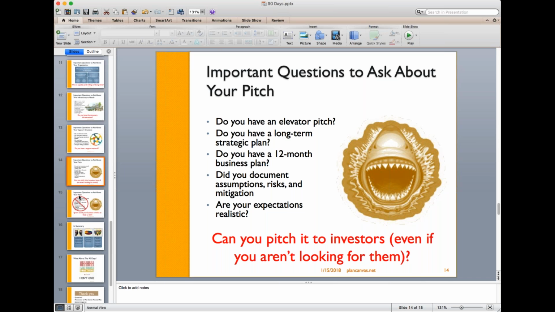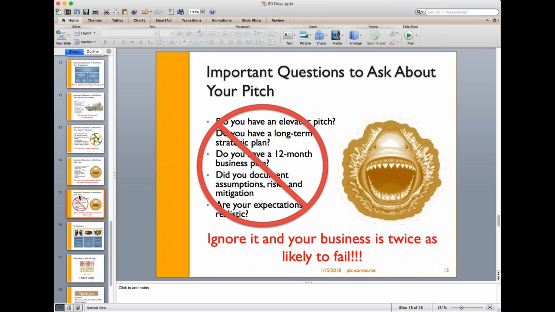And this is a big, big, big word of caution for you. If you ignore the stuff that's on this slide, your business is twice as likely to fail. Think about that.